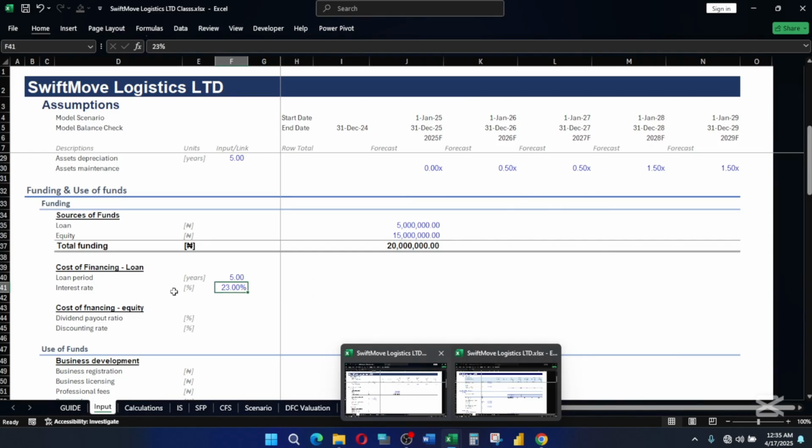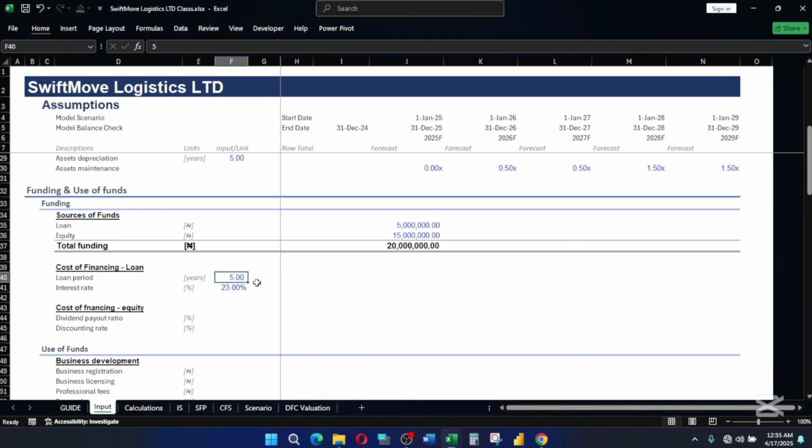So that means on the loan they obtain, they will have to pay 23%. Let's just make this 25%. Let's say they will pay 25% interest on this, and the loan duration is 5 years. Within these 5 years they should be able to repay the entire amount they borrow plus the interest.